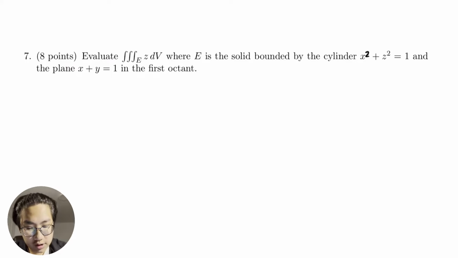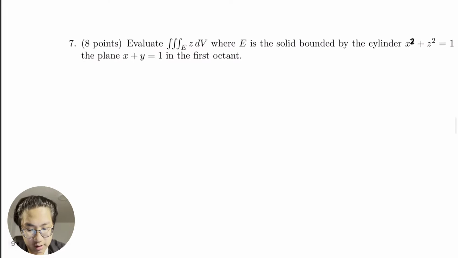Question 7, we want to evaluate this triple integral where E is a solid bounded by the cylinder x squared plus z squared is equal to 1, and the plane x plus y is equal to 1 in the first octant. So the first octant, again, is just bounded by the planes x is equal to 0, y is equal to 0, z is equal to 0. It's kind of the positive portion of the 3D space. So let's get into this.